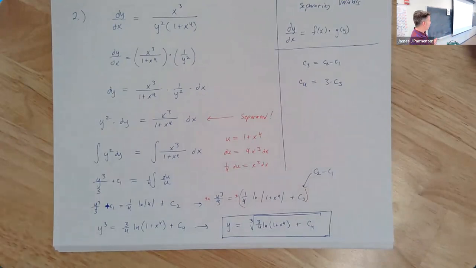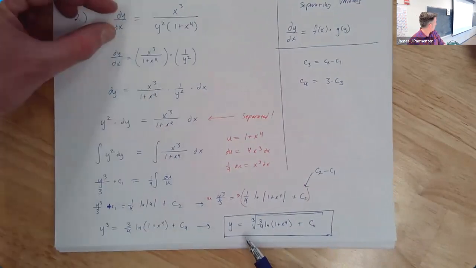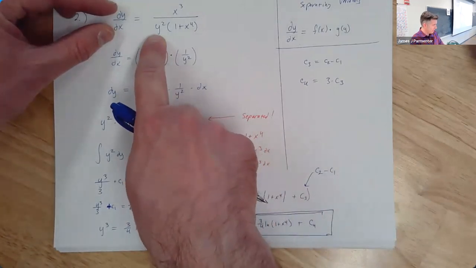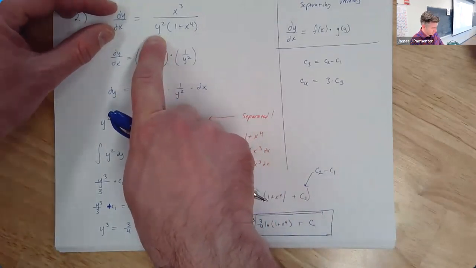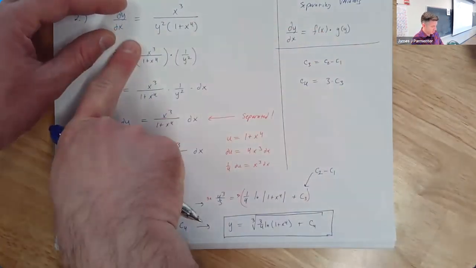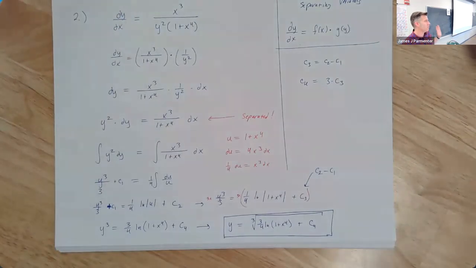Couple things to observe here. We're not going to, but you could take the derivative of this and then plug that in here, and plug in y equal to that there and square it, and you would end up being able to show that the derivative is equal to x cubed divided by the function squared times 1 plus x to the fourth. There's no need to do that, but you could if you really, really wanted to.